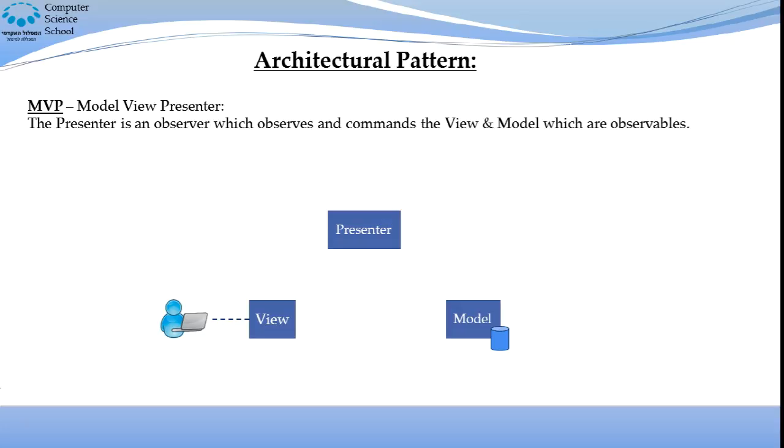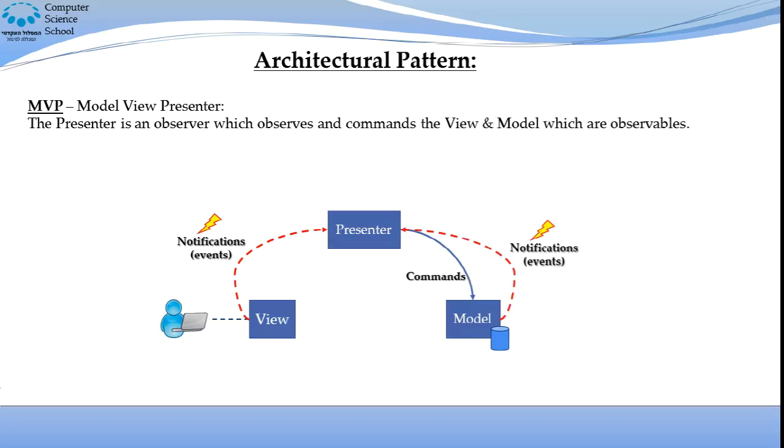The Presenter is a kind of observer, and the two other layers, Model and View, are kind of observables, which send notifications to the observer. In this case, it's the Presenter. For example, the user sends a command to the View layer. The View notifies the Presenter, commanding the Model to execute the user's command. The Model sends a notification to the Presenter with the wanted data or info, and the Presenter commands the View to display it to the user.